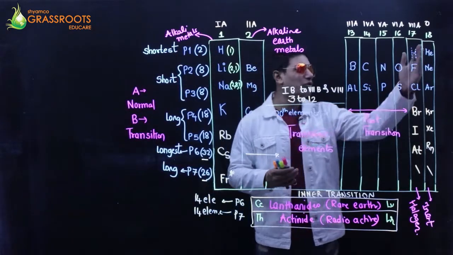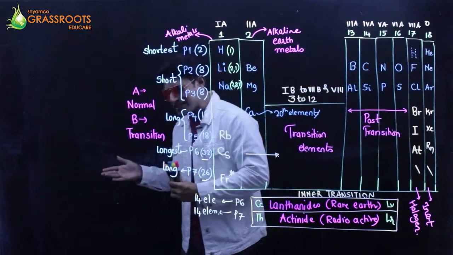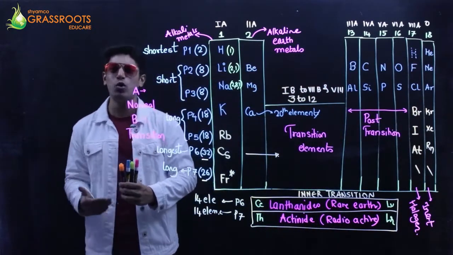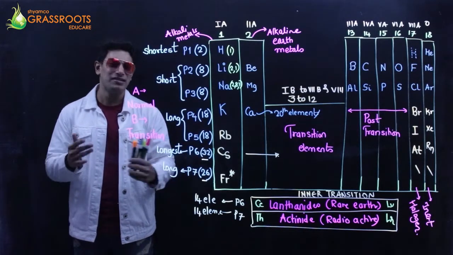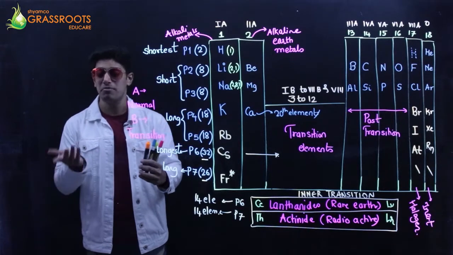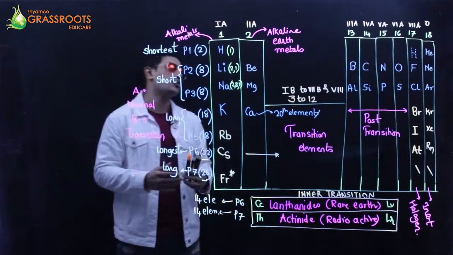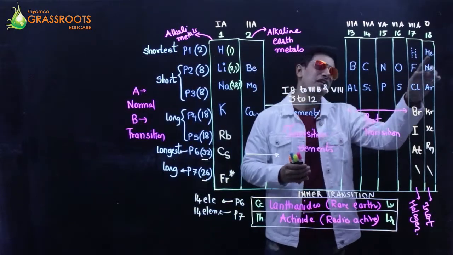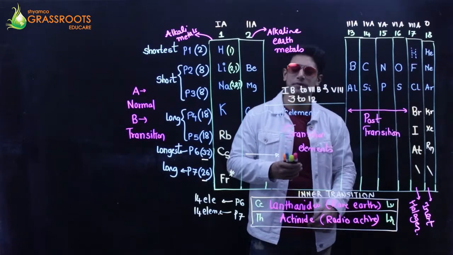Inert gases, on the contrary, right? They have zero valency. Why zero valency? Because they are stable. They don't want to take, share or give, or there is no transfer of electrons because they are already stable, right? They have octet or duplet. So they have zero valency. They are not reactive under normal conditions of temperature and pressure.